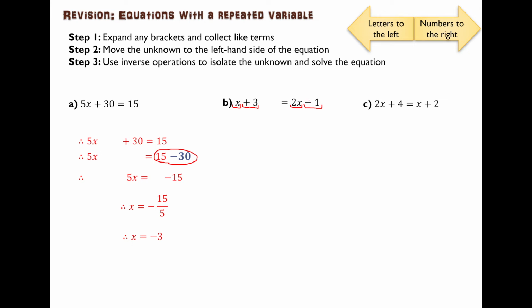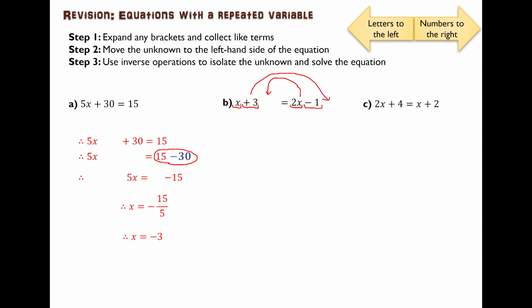Which of these terms are letter terms and need to be on the left-hand side? The x term and the 2x term over here. So I'm going to have to move this 2x term over to the other side. Which of these terms are number terms and need to be on the right-hand side? The positive 3 term and the negative 1 term. The negative 1 term is already on the right-hand side, but this positive 3 term is a number term, so I want to move it to the right-hand side.